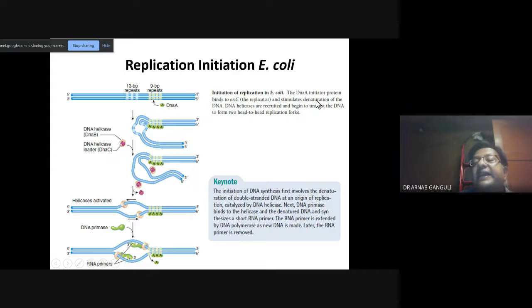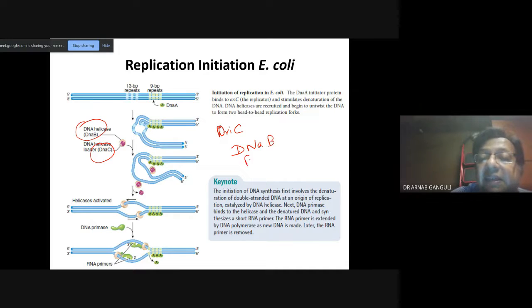So you have the DnaA initiator protein. The DNA replication origin is known as oriC in E. coli, and the DNA helicase that binds to it is known as DnaB, and the helicase loader is known as DnaC. So the names are different. DnaB, DnaC.